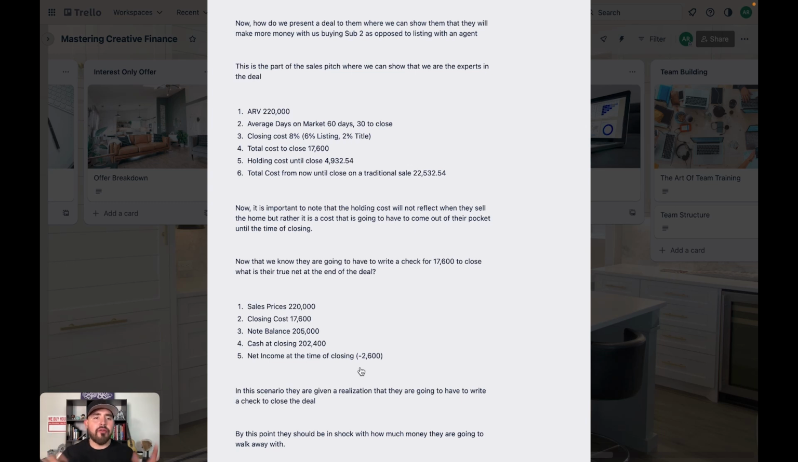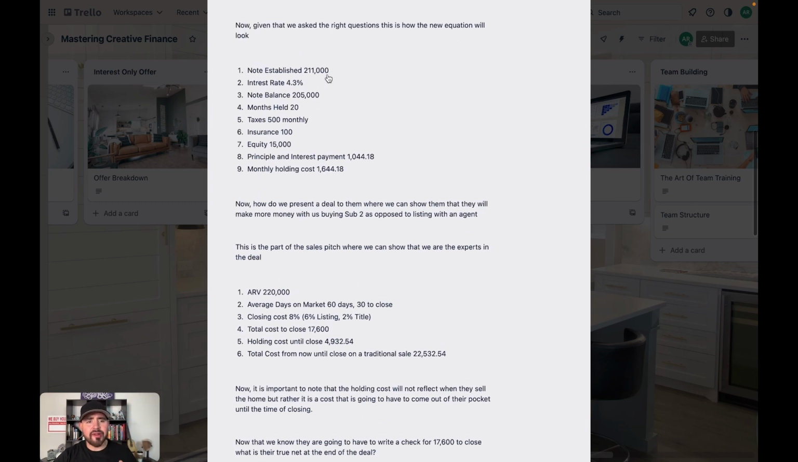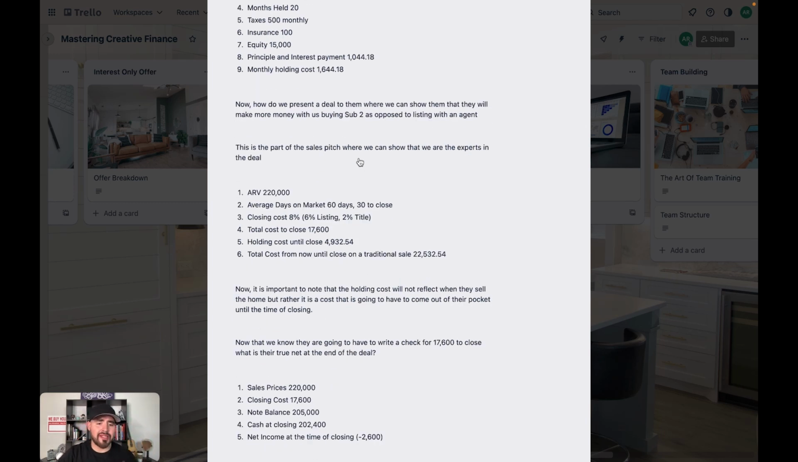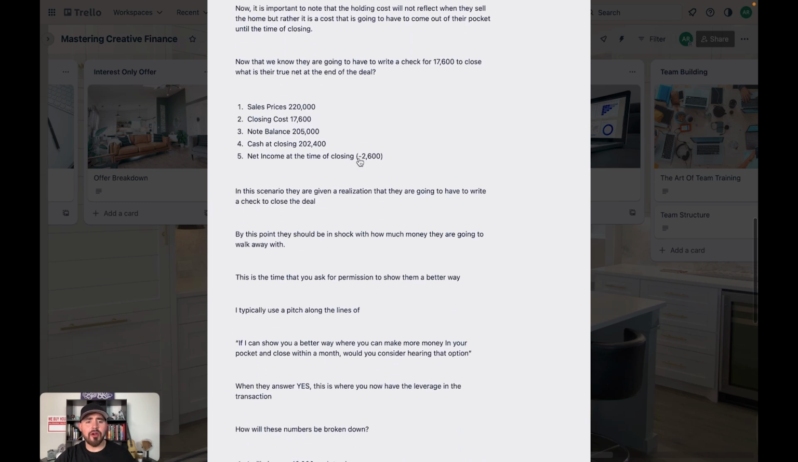Now you see how powerful this is. And wherever you are, you can plug and play ARV, average closing cost, total closing cost, holding costs, equity. Wherever area you're in, get the note established, get the interest rate, get the note balance, and then after that, get the ARV and determine where they are. Actually, the way I do it is this: ARV minus note balance is the equity. So if ARV is 100,000 and note balance is 20,000, that's the equity. Equity minus closing cost is going to be the net to seller. So whatever the net to seller is, if we can make them more money, we're about to get into how the sales pitch is going to go. In this scenario, we're giving them the realization that they're going to have to write a check to close the deal.